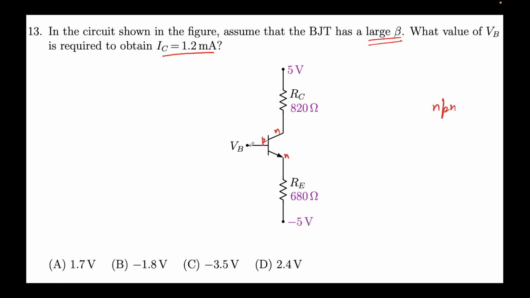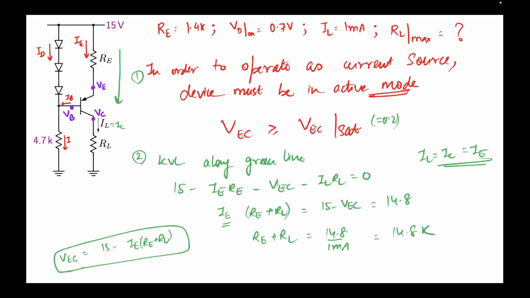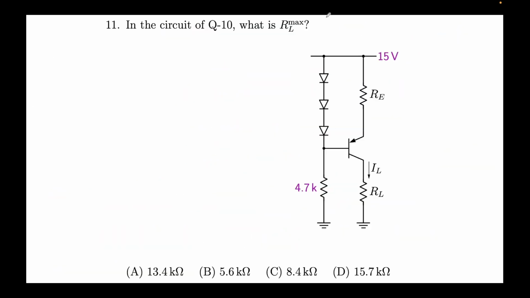But you'll appreciate the value of these resistances even more when you understand that these are required so that the device operates in a particular mode. In the previous problem we wanted to operate as a current source, and we were required to find something called RL max, then only it will operate as a current source. So it's not like the values of RE and RL can be arbitrarily chosen.